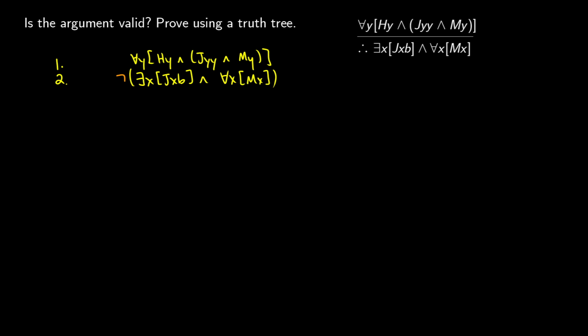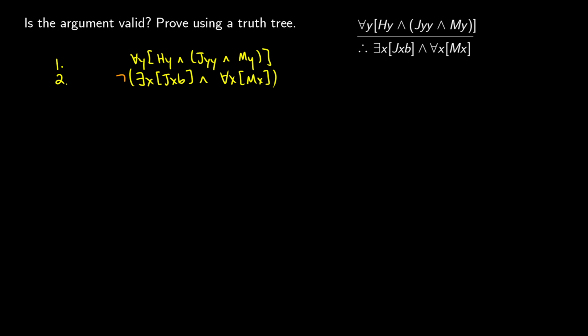And this one, we have to be very careful because we have a conjunction of 2 well-formed formulas here, and we put brackets around the entire thing first and negate that. Otherwise, we would just end up negating the existential, which isn't what we want. We want to negate both the existential and the universal.